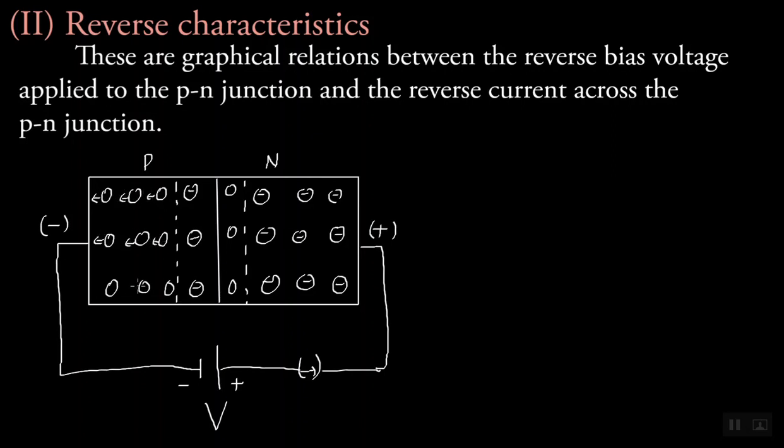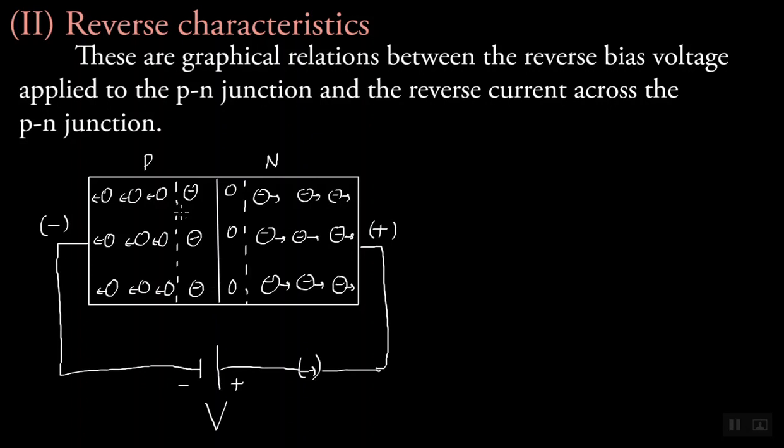Yes or no? Are they moving towards the junction? No, they are not moving towards the junction. They are moving away from the junction. Can you see? They are moving away. So is there any crossing of charge across the junction? No, there is no crossing of charge across the junction.